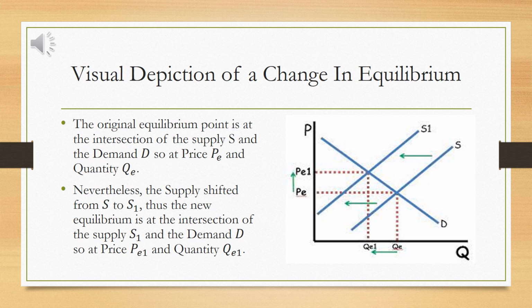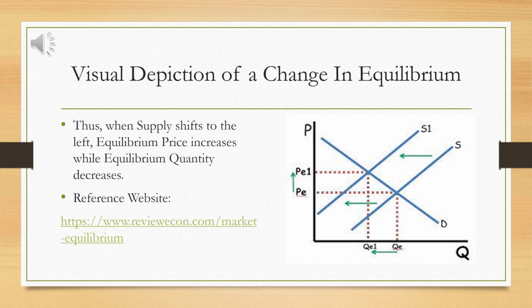The original equilibrium point on the graph is at the intersection of the supply S and the demand D, so at price PE and quantity QE. Nevertheless, the supply shifted from S to S1. Thus, the new equilibrium is at the intersection of the supply S1 and the demand D, so at price PE1 and quantity QE1. Thus, when supply shifts to the left, equilibrium price increases while equilibrium quantity decreases.